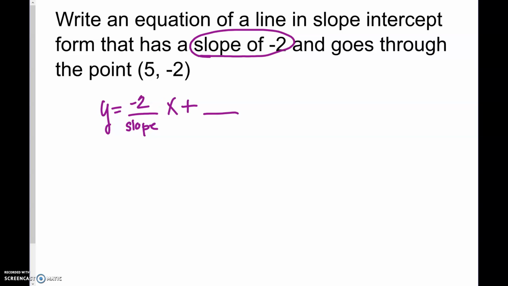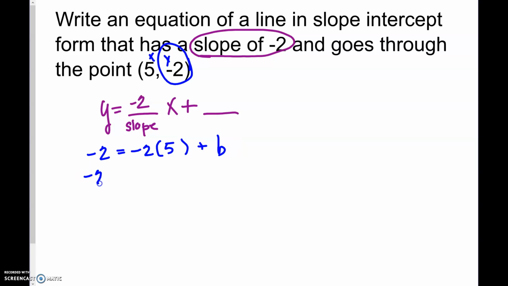Then they give us an ordered pair. So this is x, y. In place of y, we can substitute a -2. Now in place of x, what is the other number in that ordered pair? It is a 5. And then we're going to solve for b. So remember to write your plus b at the end.